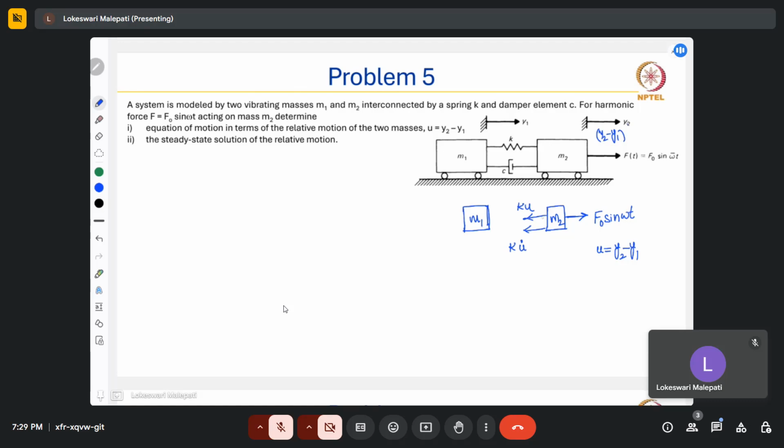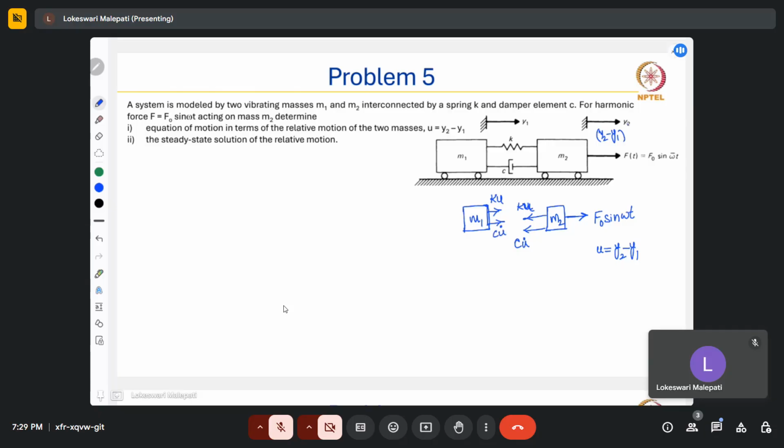That is why the restoring force would be in terms of k times y2 minus y1, which is just ku. And similarly, the relative velocity should be considered, which will be c u dot. And also the same restoring forces would be acting on this mass as well, mass M1, which is ku and c u dot.